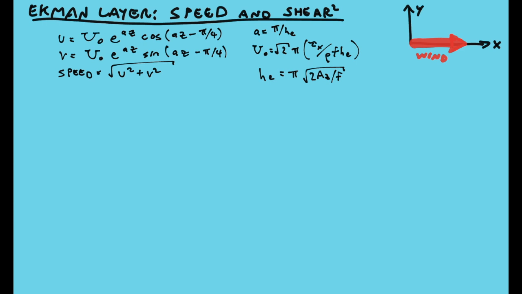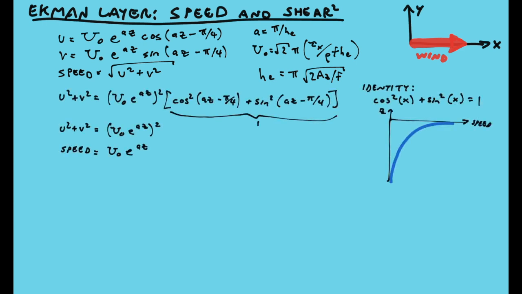The U naught is also defined, that's the square root of 2 times pi times the quantity tau x, that's the wind stress in the x direction, divided by the water density rho, Coriolis parameter F, and the Ekman depth HE, which we've already defined. V is defined in a similar fashion. The only difference is it has a sine instead of a cosine. The speed equals the square root of U squared plus V squared.